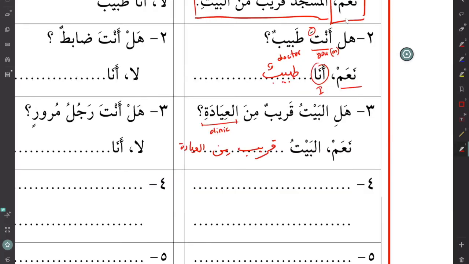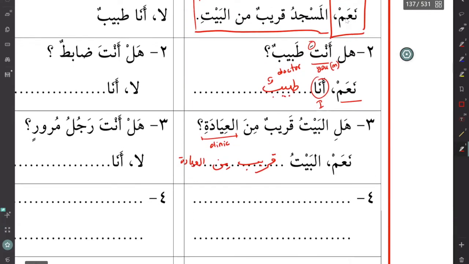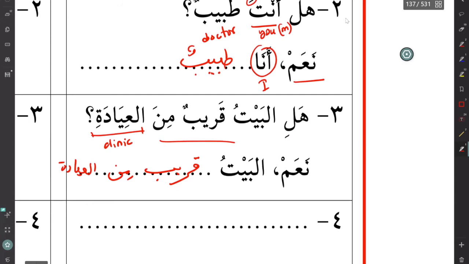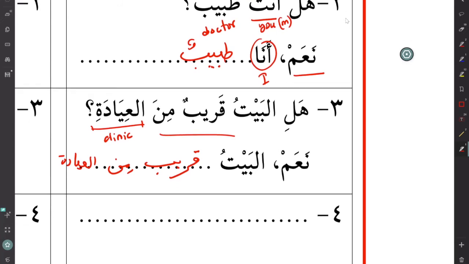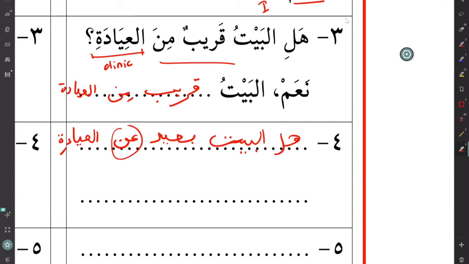Now they left few empty spaces, so you can come up with many different ways to ask this question and answer with yes or no. Okay, for example, instead of saying close, you can say halil baitu ba'id anil iyada. You can say that. Remember, after ba'id, you say an, anil iyada. Again, you need kasra because of an, right? So then you can answer naam al-baytu ba'idun anil iyada. Right? You can make another statement.